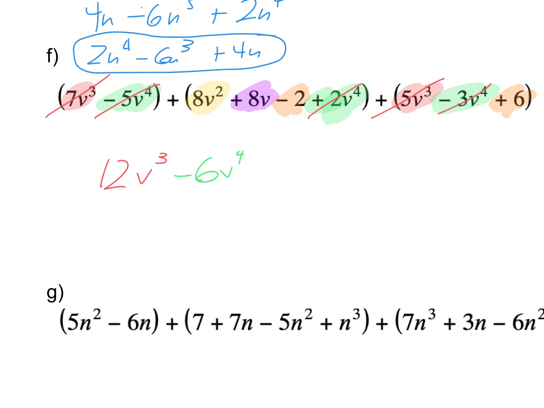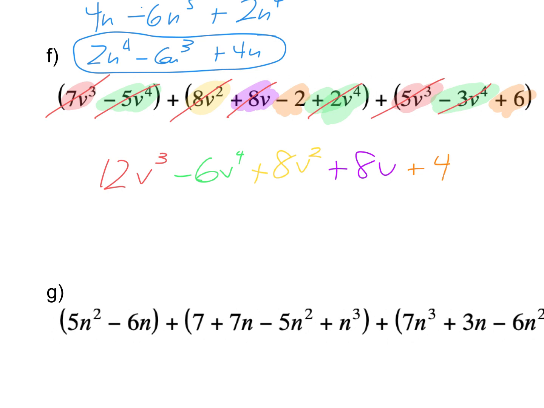Next, we have 8v squared, but we said there's no like terms with that variable. So we're just going to bring that down. So plus 8v squared. Next, we're looking at purple. So purple, we have 8v, which again had no like terms. So we will just write plus 8v. And last but not least, we had our oranges. So we have negative 2 plus 6. Again, use your calculator if you need to, but negative 2 plus 6 is positive 4.